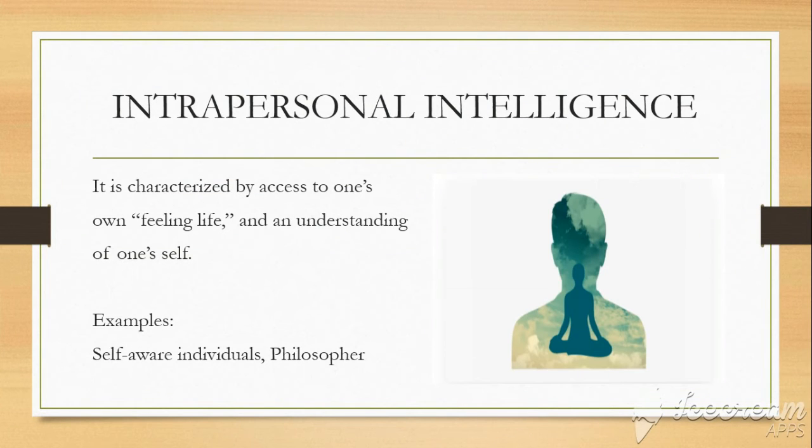Next is the intrapersonal intelligence. It is characterized by access to one's own feelings and an understanding of oneself. It regards one's own feelings and emotions. It is the capacity to explore one's inner world and feelings. It can help a person focus on planning and managing their own life. The examples are self-aware individuals and a philosopher.